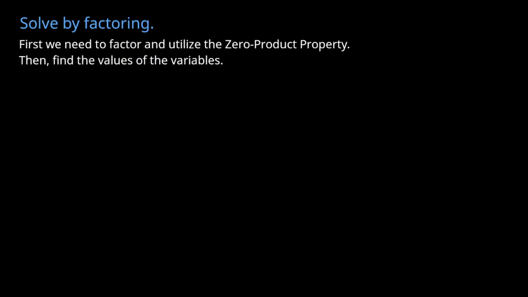So to solve these problems, because we want to solve by factoring, first we need to factor and utilize the zero product property. Then we'll find the values of the variables. So here we have z squared minus 10z plus 24 equals 0. So we need to solve this by factoring. So we need to kind of work backwards.